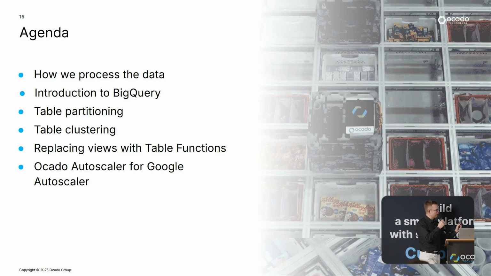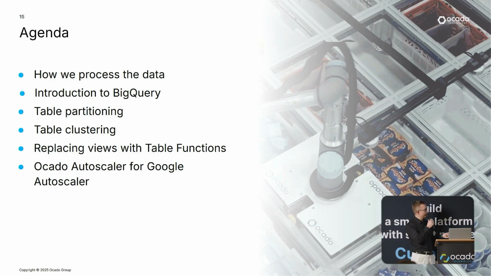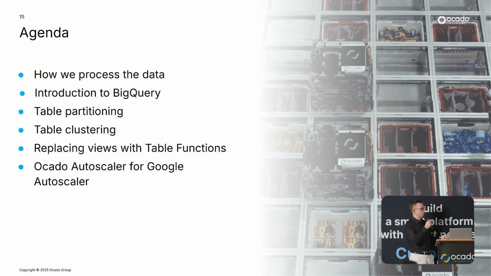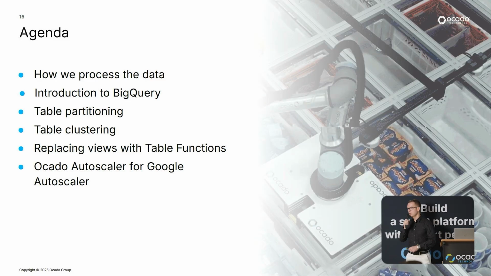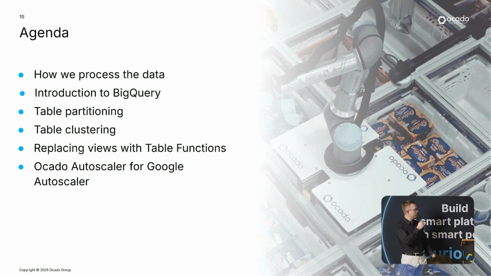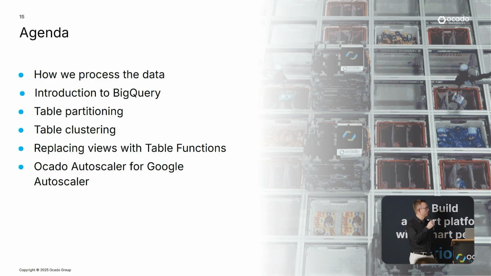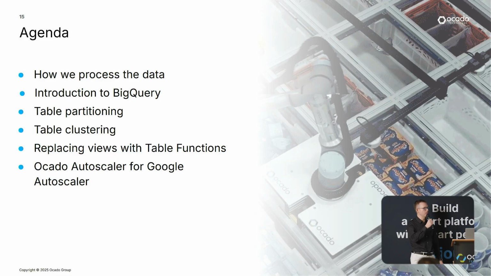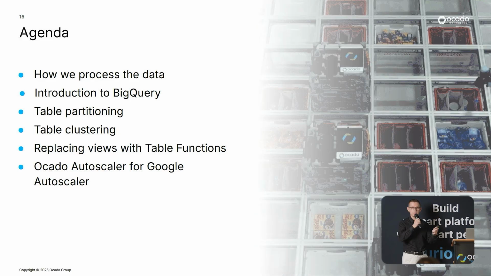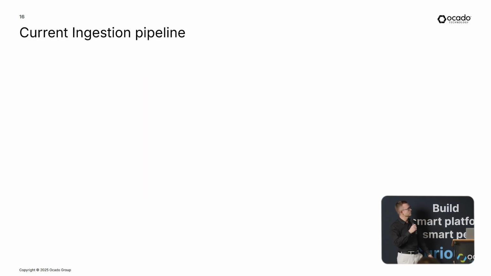The final part will be BigQuery specific, because the first three, partitioning, clustering, and table functions, are pretty generic. You can use those methods in multiple databases, but the last part is BigQuery specific. We'll talk about the Google autoscaler for BigQuery and how we improve it by providing our own autoscaler on top of the Google autoscaler. Okay, so let's start the technical part.